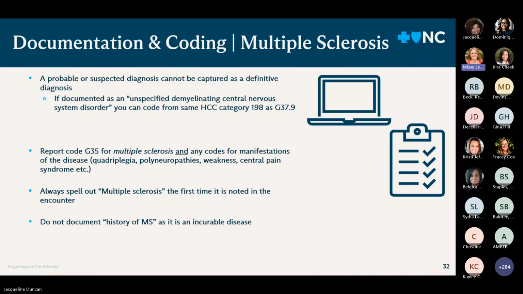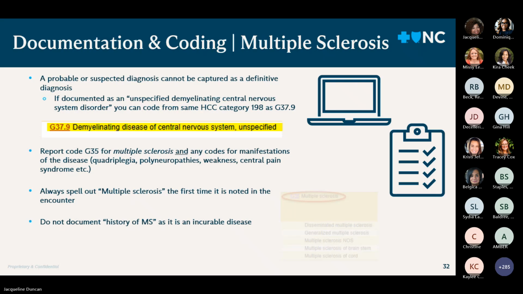As we know, it is important to not code probable or suspected diagnoses as definitive diagnoses. However, if it has been established that the patient is experiencing manifestations of demyelinating disease of the central nervous system, codes from G36 to G37 code sets can be referenced. The ICD-10-CM index can be used to further specify the central nervous system disorder if the specificity is documented. Or you can use unspecified demyelinating central nervous system disorder, code G37.9.